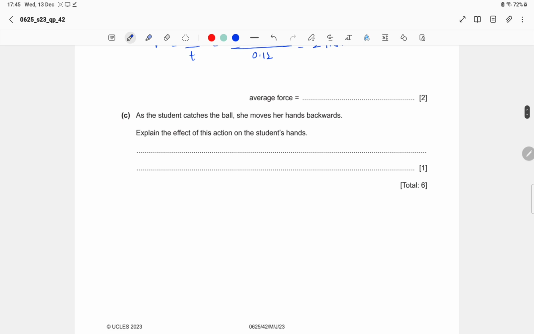As the student catches the ball, she moves her hand backwards. Explain the effect of this action on the student's hand. So obviously there will be a longer time of contact. This can be explained as a smaller force will be acting on the hand, and it does not hurt as well.